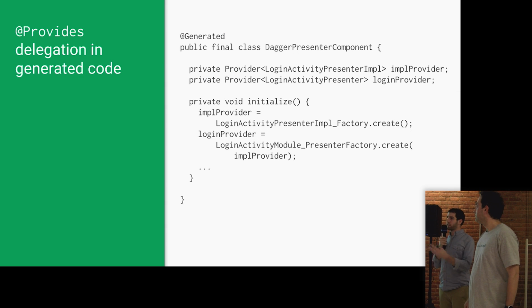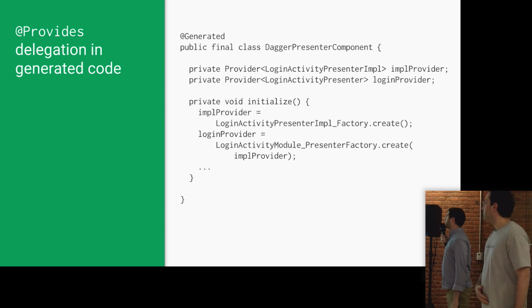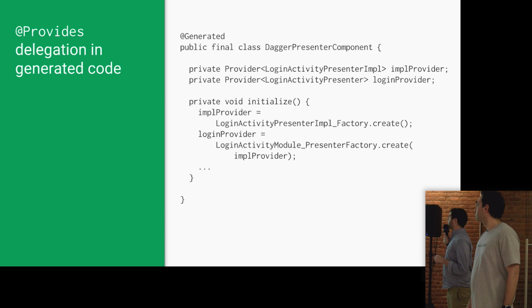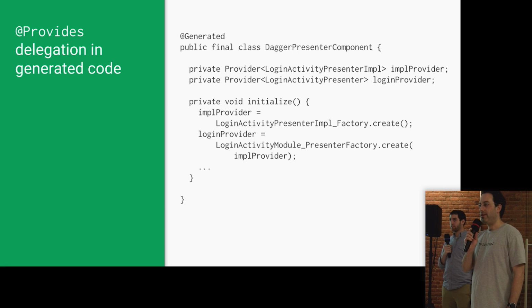So here, we're taking a step back to when we're using provides. We have the first provider of the concrete implementation, and then we have the interface type. First we create that concrete implementation, and we pass the interface type factory the implementation. This is 2 fields, 2 that happen to initialize, 2 factories, 2 generated classes. And the login provider is doing something pretty trivial, right? Its get method just calls get on the other provider.